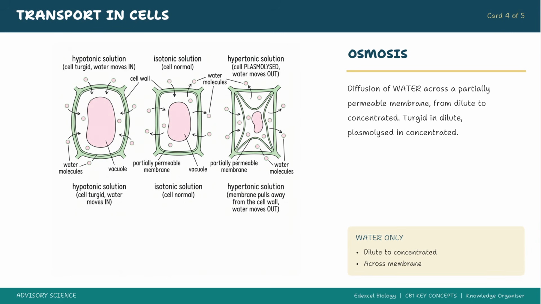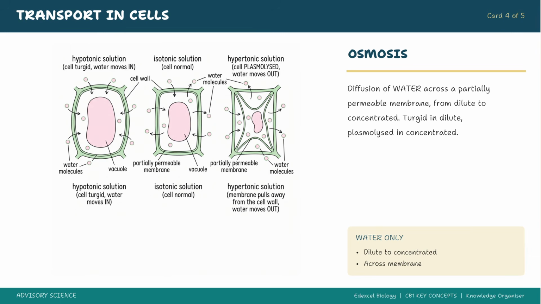When there is a higher concentration of water outside the cell than inside the cell, water moves into the cell by osmosis down a concentration gradient. In plant cells, the vacuole swells and pushes against the cell wall, and this makes the cell turgid. This is not a bad thing, it helps support the plant and keeps it upright. In animal cells, water also moves into the cell, but because animal cells don't have a cell wall, they can swell and burst.